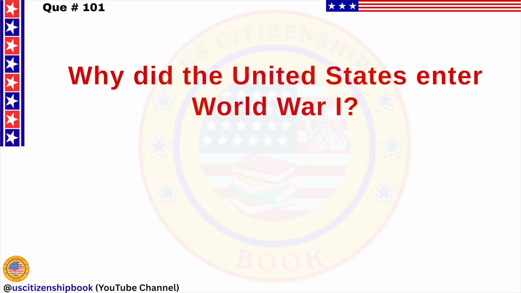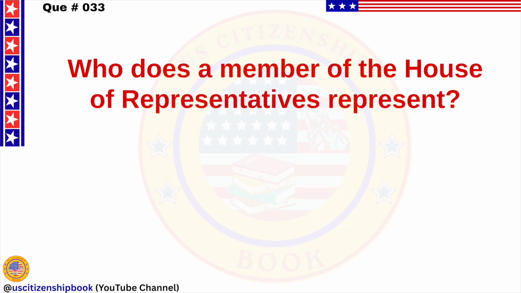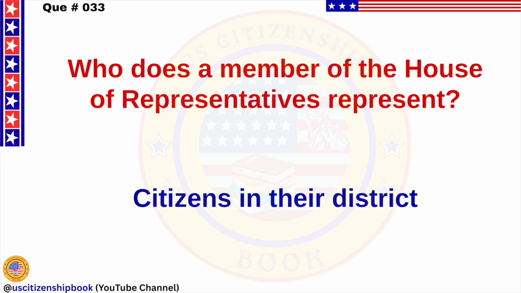Why did the United States enter World War I? Because Germany attacked U.S. civilian ships. Who does a member of the House of Representatives represent? Citizens in their district.